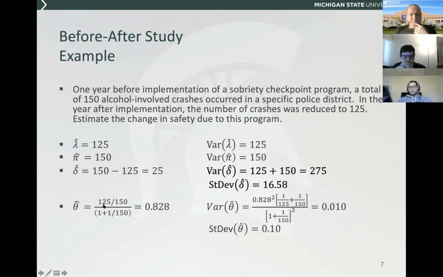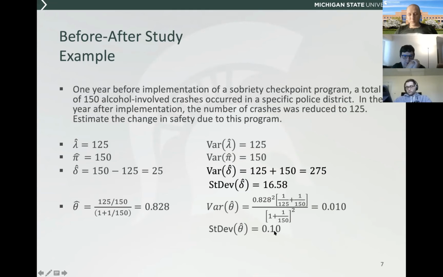Secondly, the index of effectiveness here. So again, we're just taking lambda over pi, and then we have that very small adjustment factor. And so we've seen roughly a 17.2% reduction in crashes. So I'm just taking 1 minus that quantity. And then the variance is calculated as shown over here. We take the square root there. And so the standard deviation of that estimate is equal to 0.1.